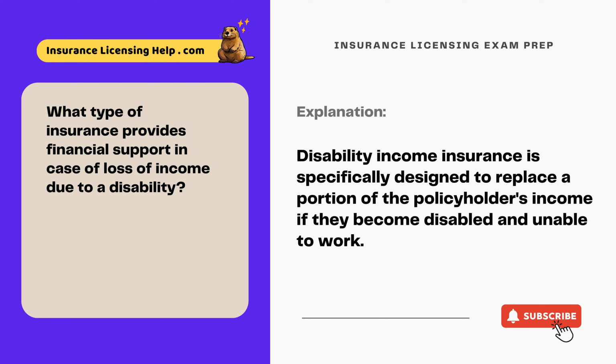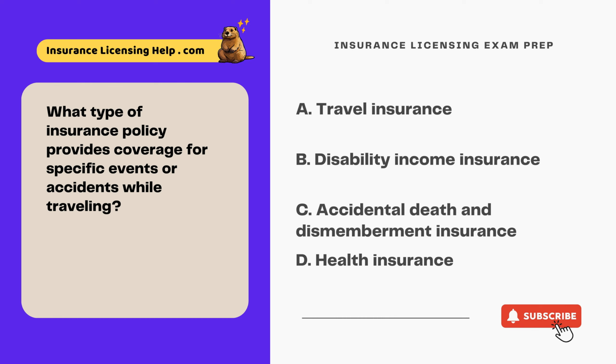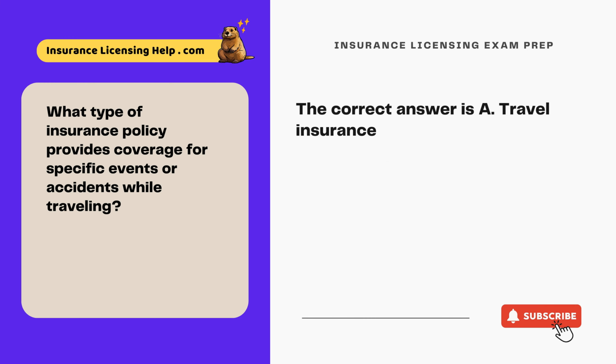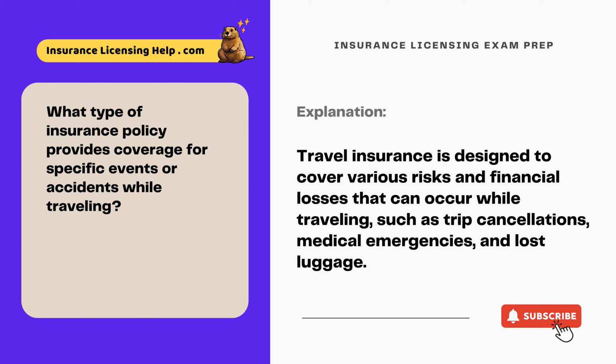and unable to work. What type of insurance policy provides coverage for specific events or accidents while traveling? A, travel insurance. B, disability income insurance. C, accidental death and dismemberment insurance. D, health insurance. The correct answer is A, travel insurance. Travel insurance is designed to cover various risks and financial losses that can occur while traveling, such as trip cancellations, medical emergencies, and lost luggage.